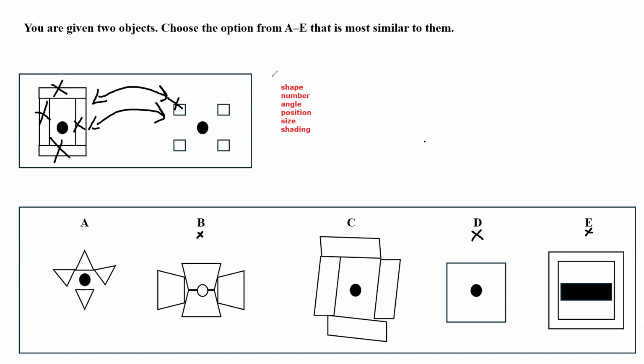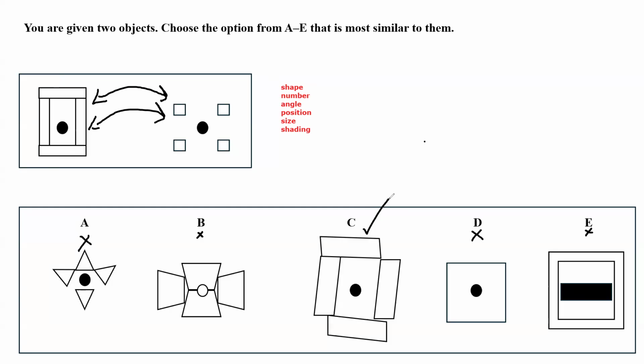Because they're both surrounded by 4-sided shapes, let's check our options, right? A is surrounded by triangles, which are not quadrilaterals. And C, we've got like these parallelograms, haven't we? And they are quadrilaterals. They are 4-sided shapes. So we've found our answer. Okay, so that's how it works.